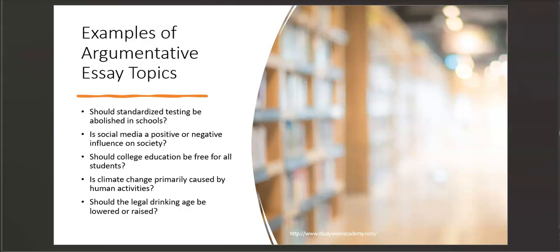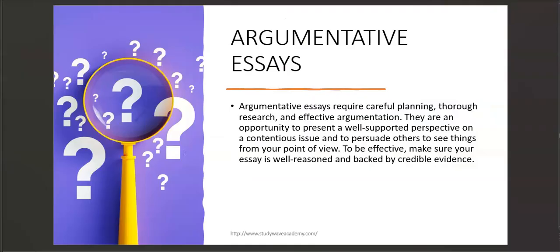So look at this. These are controversial topics. This is a good topic here: is social media a positive or a negative influence on society? So you tell us, do you feel social media is a positive influence on society? If yes, support your points. Tell us why you feel it's important. If it's negative, then support your argument. Give us points as to why you feel it's negative, okay? So these are some of the topics you can discuss in an argumentative essay.